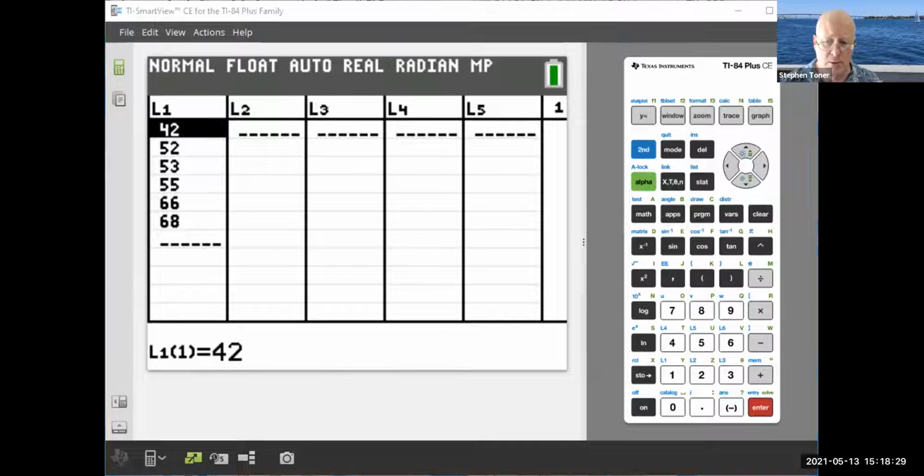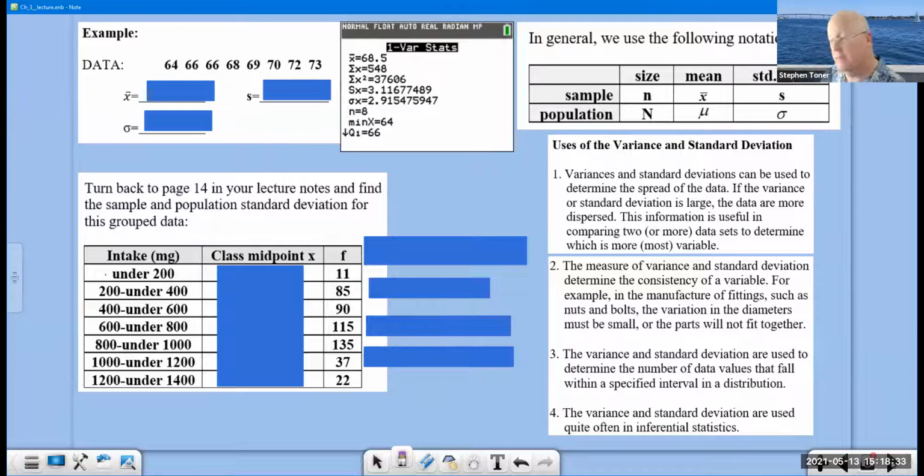Okay, now let's go back to my blue screen and turn a little bit in your notes. The first thing we want to do is find the mean and standard deviations of this data set. Now, this data set here is not the one I just used, so I need to go back into our calculator, which I'm going to do right now with you. You have the notes in front of you, so you know what to enter in.